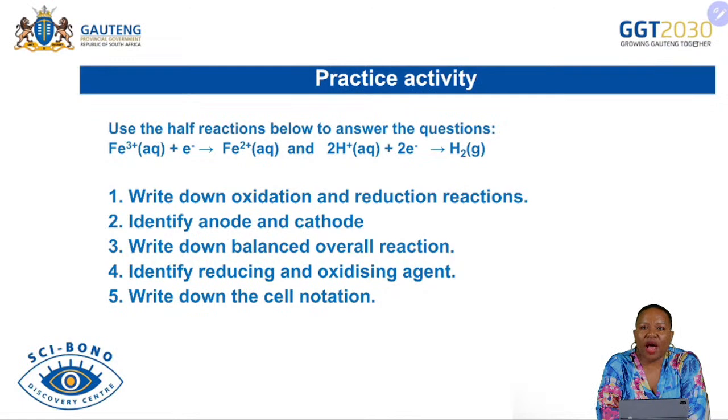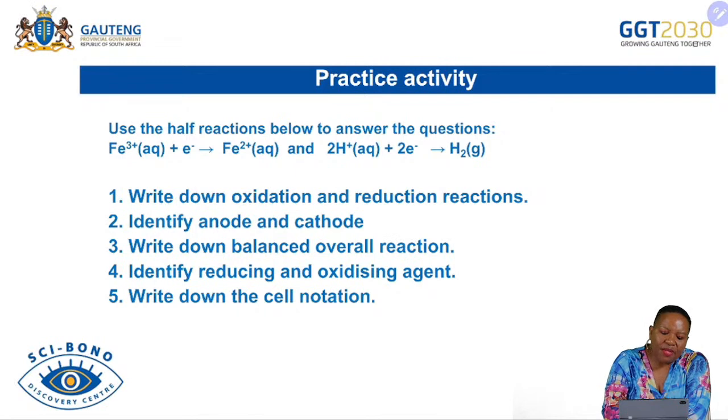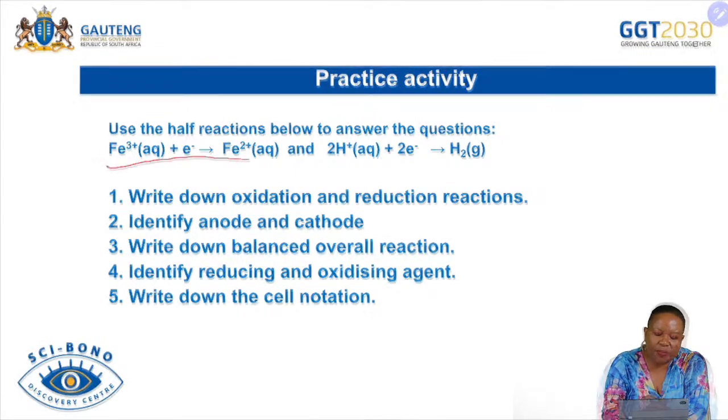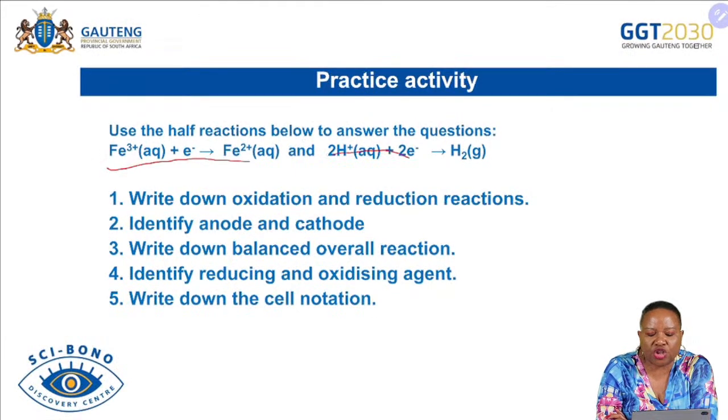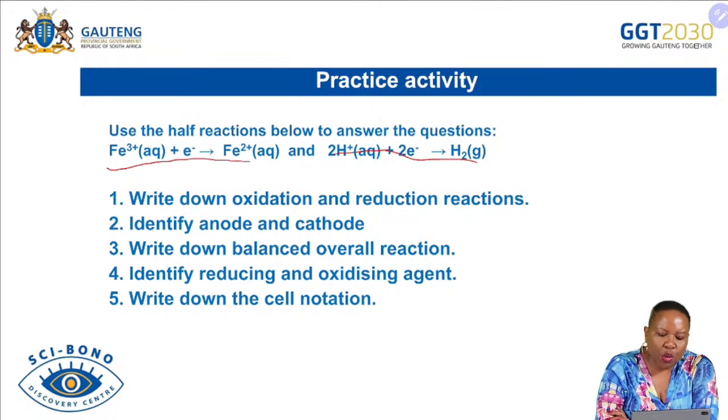Welcome back, grade 12s. We are going to start and look at our activities and see how we answer questions on this part of a galvanic cell. With me, I have two half cells, the iron 3 plus to iron 2 plus half cell and the hydrogen half cell. We are going to try and see whether we can answer questions in terms of what we have just learned in a galvanic cell. So we are going to look at the two half cells.